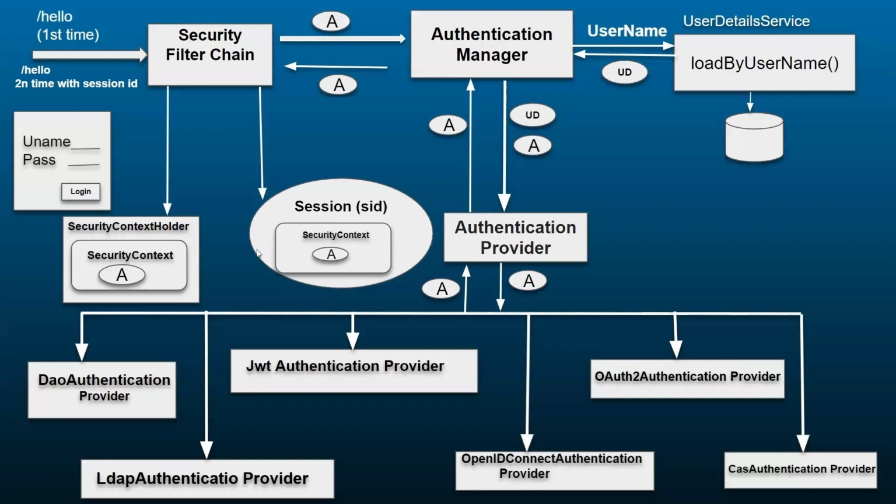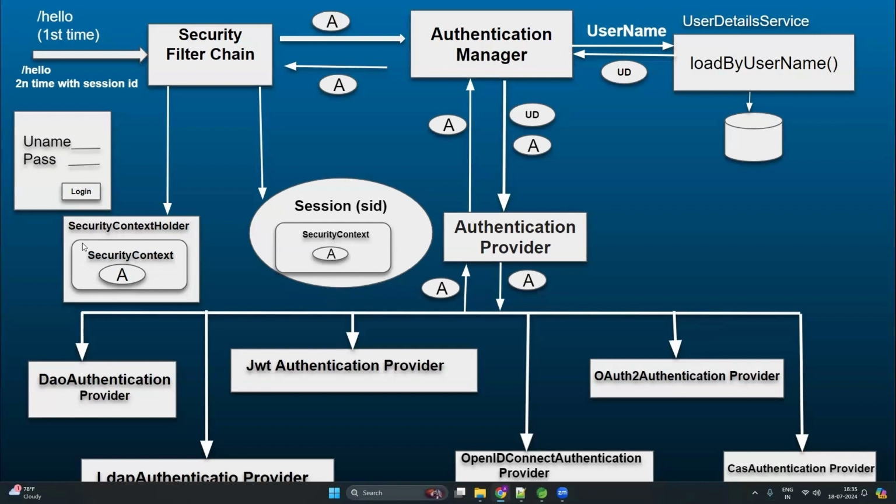Now today we are going to see the DAO authentication provider. Basically this is database level security. If tomorrow you want to apply a JWT authentication provider, then you need to configure this in the code. But what happens if you are not configuring the authentication manager in the code? By default, Spring is responsible for configuring the authentication manager, and it will choose the DAO authentication provider by default. That means database level security.